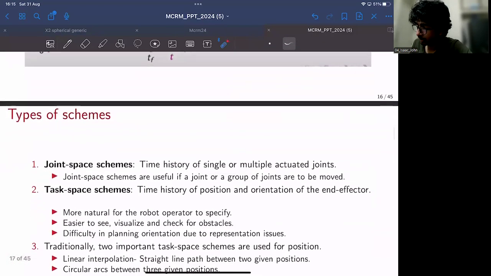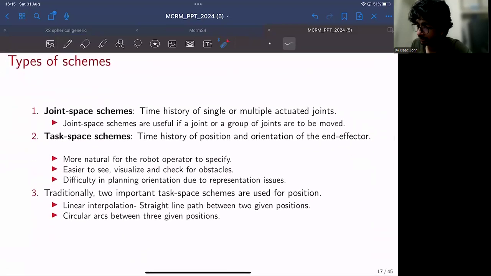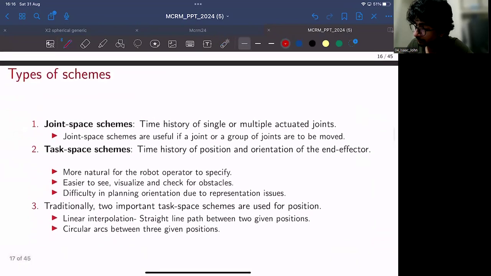Now a few more schemes. Actually, there are 2 schemes. I'll go through this quickly. Just as I told earlier, you can either plan the trajectory in joint space, or you can plan the trajectory in task space. For example, in the case of a 2R robot like this, you have the joint variables like this, θ1, this could be θ2, and you have the task space variables x and y.